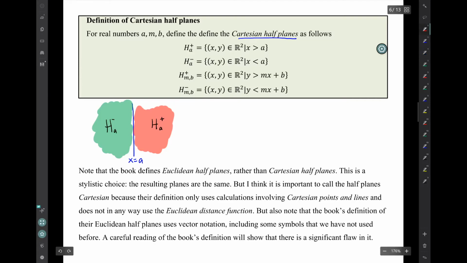Now there are two more sets. This symbol, capital H with a subscript m comma b and a superscript plus, denotes the set of ordered pairs in R2 such that y is greater than mx plus b. This symbol, H with a subscript m, b, and a superscript minus sign, denotes this set, the set of all ordered pairs in R2 such that y is less than mx plus b. Now these two sets can be illustrated.